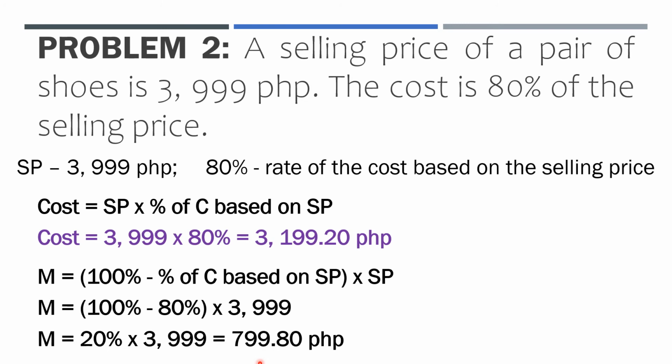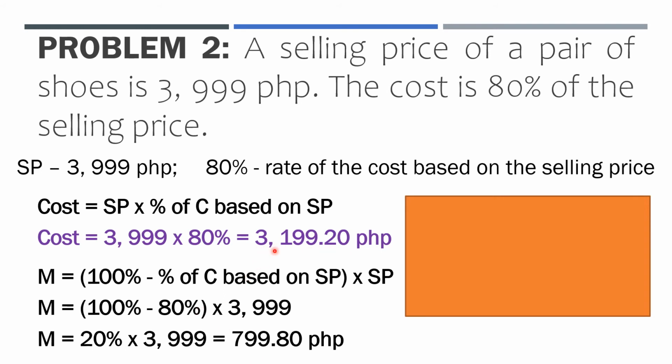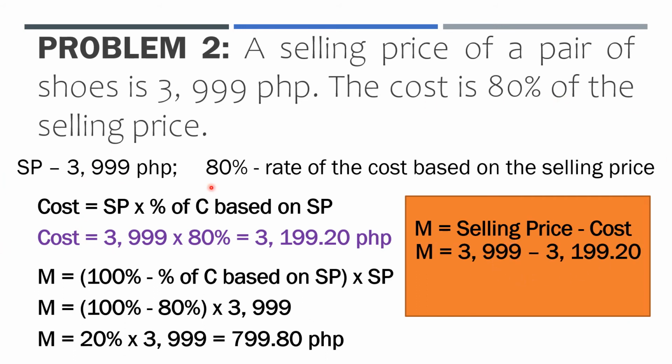Okay, I have here another way how to solve for the value of markup given the value of cost. Since nakuha na natin ang value ng cost sa una, all we need to do is, ito ang another formula. M, capital letter M, stands for markup equals selling price minus cost. And then substitute the given values. Selling price is 3,999 minus the cost, 3,199 pesos and 20 centavos. And then do some subtraction. Subtract the two values. And then we will get 799 pesos and 80 centavos. Yung dalawang ito ay parehas lang. So, it's up to you kung alin sa dalawang solution na yan ang gagamitin nyo, alin sa dalawang formula na yan ang gagamitin just for you to come up to the value of the markup.